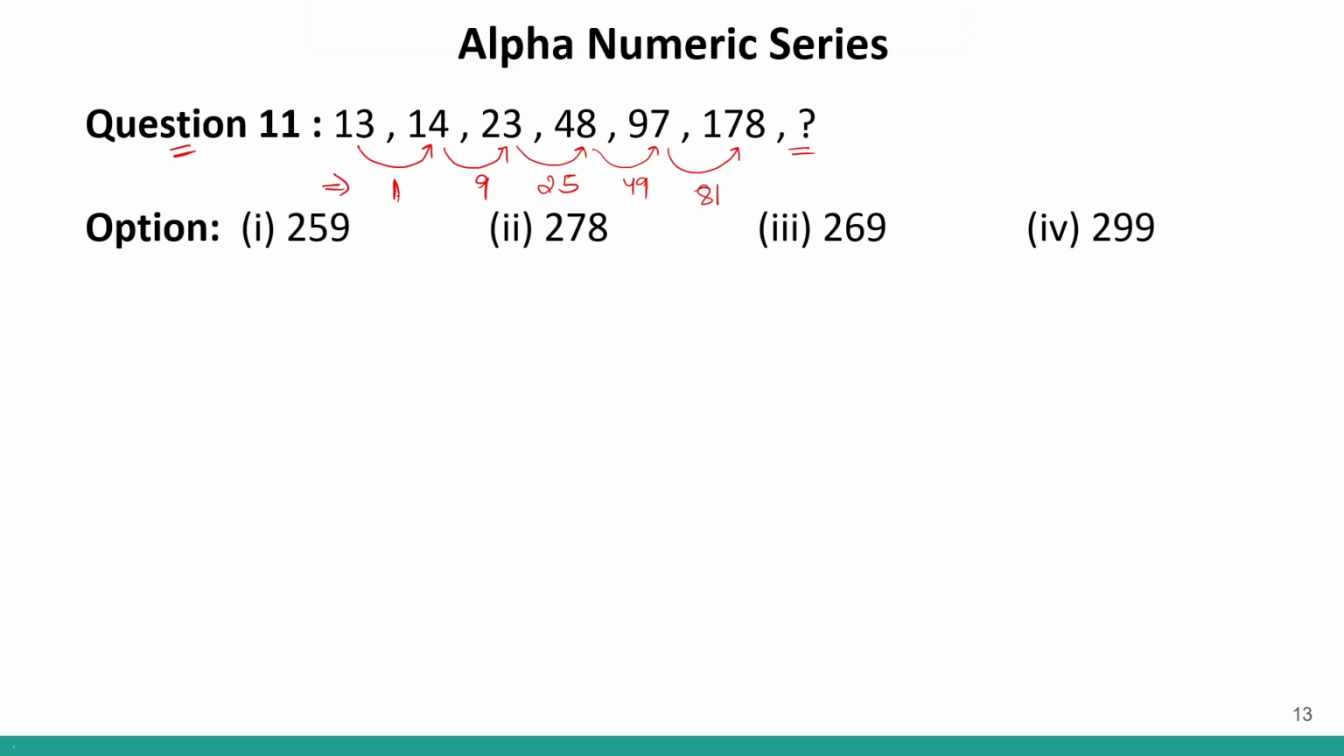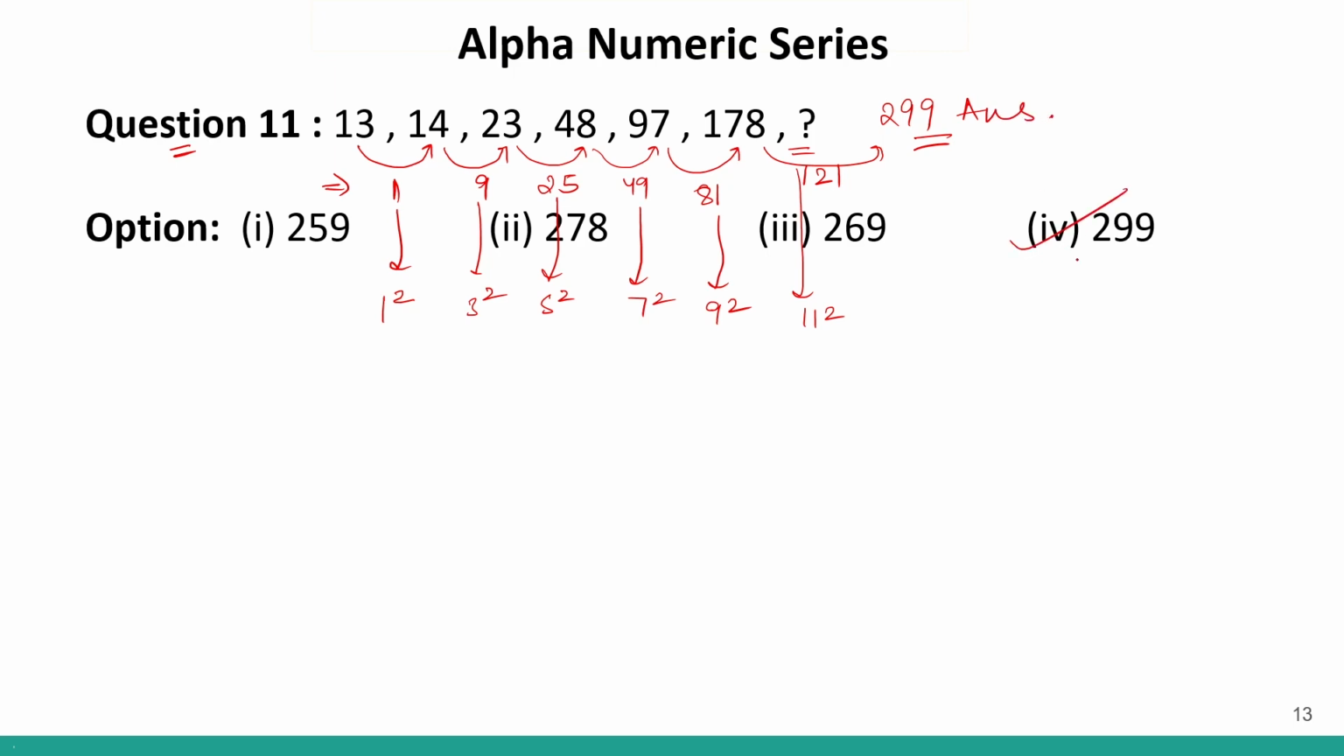So are these numbers familiar to you? Because 1 is 1 square, 9 is 3 square, 25 is 5 square, 49 is 7 square, 81 is 9 square. So these are basically squares, correct? 1, 3, 5, 7, 9. So the next one will be 11 square. 11 square is 121. So I will add 121 to 178. So I'll get 299 as my answer, which is given in option number 4. So option number 4 will be my answer to this question.